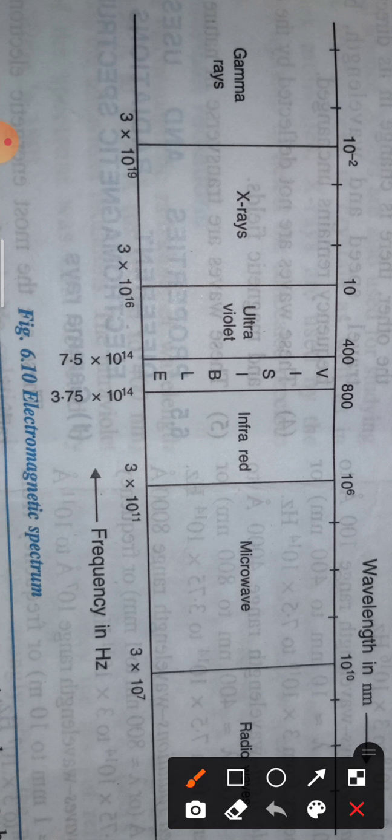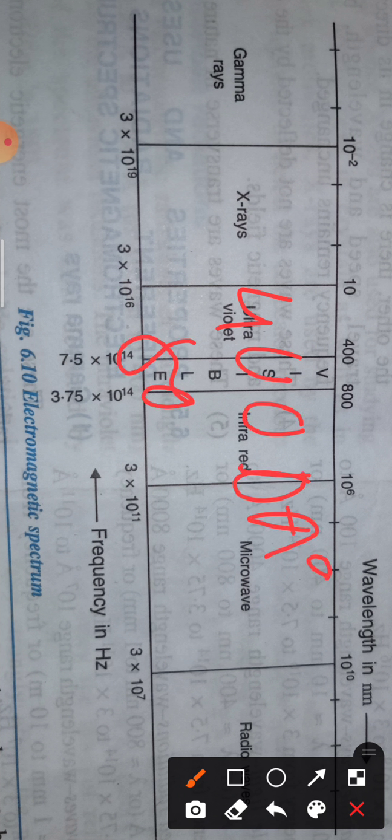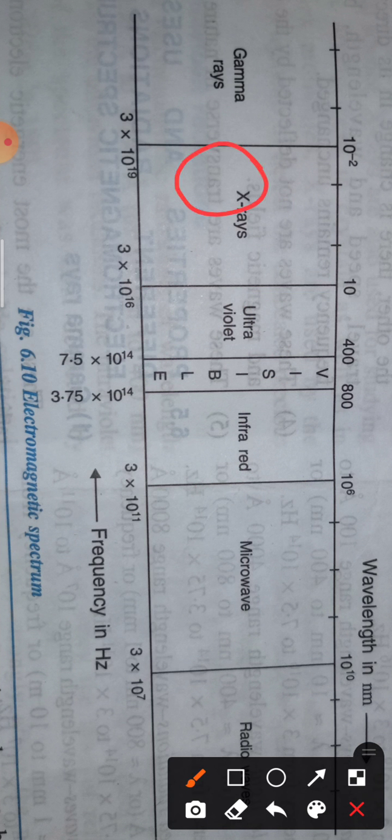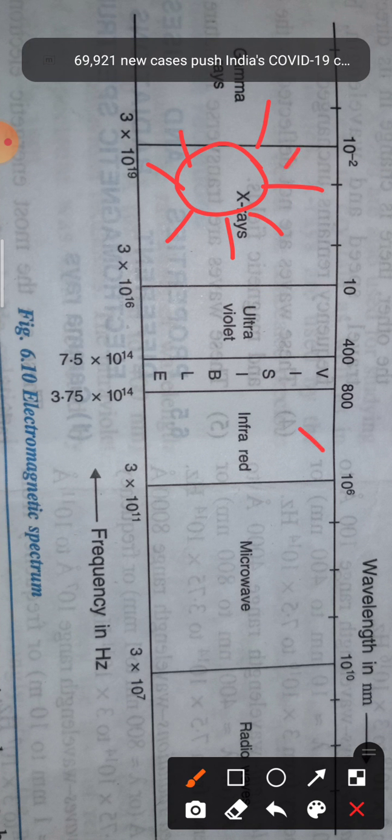Actually our sun. So the band of colors which you obtain on the screen, that range is 4000 angstrom to 8000 angstrom. But actually our sun gives us all types of wavelengths from less than 0.1 angstrom to greater than 10 to the power 11 angstrom. If you draw the band of all these wavelengths, then we will get the electromagnetic spectrum. So electromagnetic spectrum means the band of all the wavelengths.